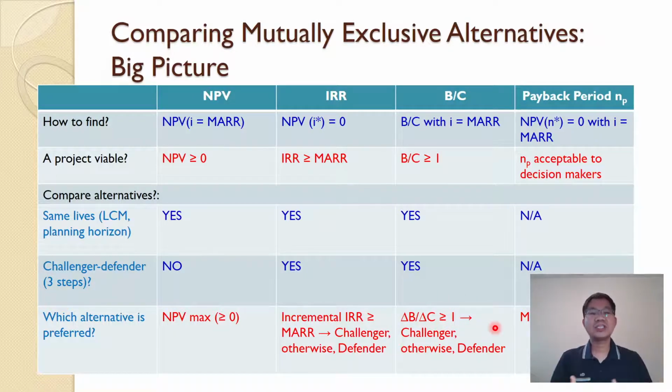Then challenger, you go with the alternative which has higher initial investment. But if it's not justified, less than 1, it means the incremental benefit is not justifiable for the additional cost you put in when you jump from the lower cost alternative to the higher cost alternative. Then you select the defender, select the one with less initial cost. That's common sense, right? So that is the B over C. So let's practice that in the additional practice problem today.